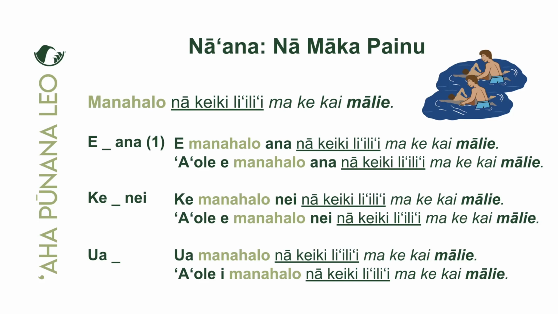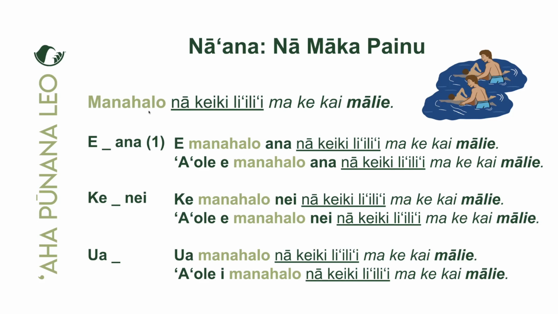And to negate that, all we do is add the word aole, but instead of using ua, yeah, we don't say aole ua manahalo. We use the marker i to represent that it's already happened in the negative form. So whenever you negate the maka painu ua, you would use the maka painu i. Aole i manahalo na keiki li'i li'i ma ke kai malie. Yeah, the little children did not make paddling motions in an effort to learn how to swim at the kai malie. They didn't do it.